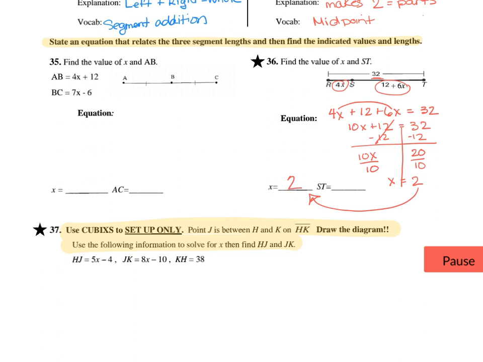Now we have to take that 2 back and plug it into the equation. Notice that they want us to find ST, so I go up here and I look for S, and I go over to T. That's this guy right here. So now 2 is going to go in there, and I have 12 plus 6 times 2. 6 times 2 is 12, plus another 12, 24. It turns out that ST is 24 spaces.